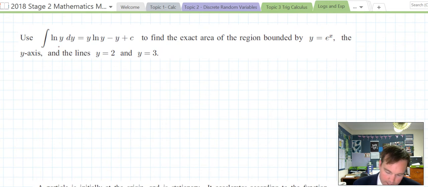Use the integral of ln y dy is equal to y ln y take y plus c to find the exact area bounded by y equals e to the x, the x-axis, the y-axis, and the lines y equals 2 and y equals 3. Now visualizing that is very difficult, so chuck it in a calculator.